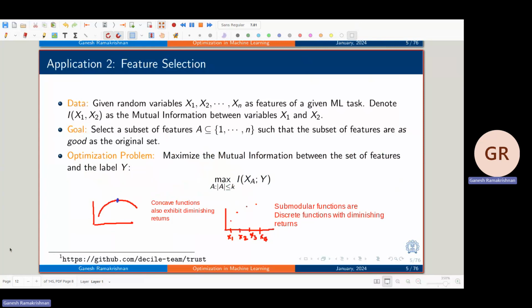Now, if it's submodular, it turns out that there are some nice algorithms which give you good solutions. May not be optimal, but good enough solutions with some guarantees as well. Okay, so that's the reason they behave like concave functions when it comes to finding points of maximum. Is this motivation clear?